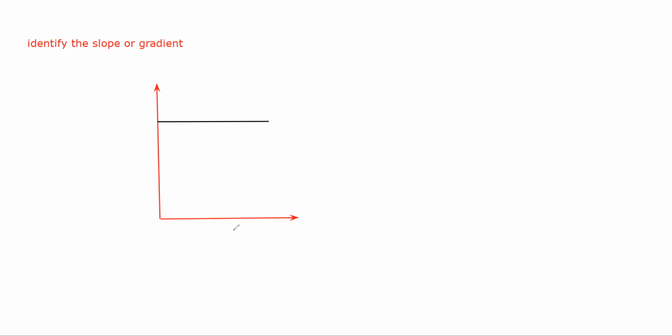Identify the slope of this for A. What is the slope of this? Zero. It's a horizontal line, so it means the slope is 0. Same thing.